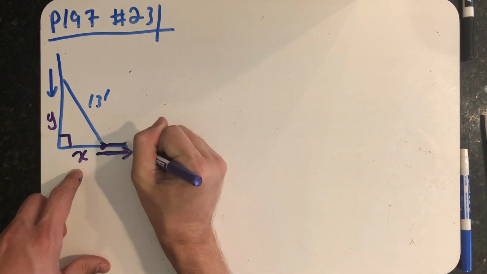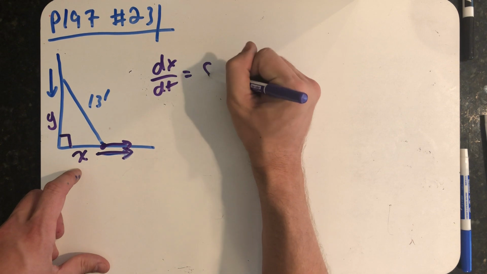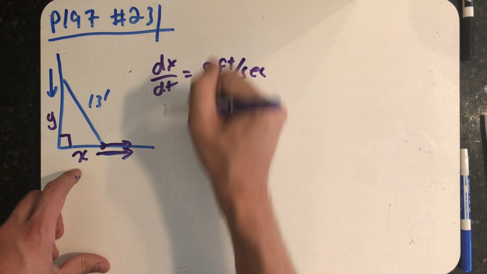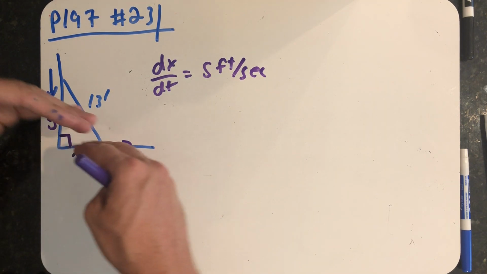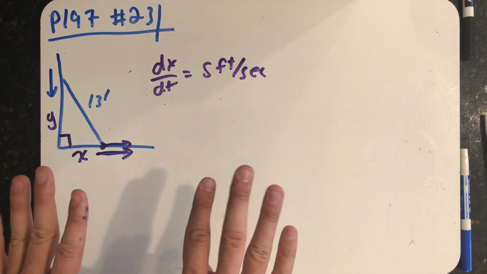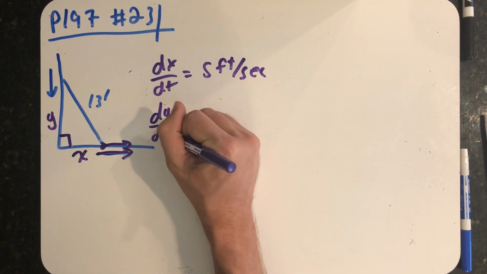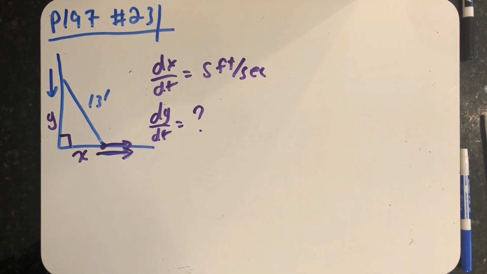The base of the ladder is moving away from the house at a rate of 5 feet per second. So that's dx/dt, that's the rate of change of that. And I would in fact say because x is increasing, I should call that positive. Okay, I'm asked for dy/dt in part A, right? I'm asked for how fast the top of the ladder is sliding down the wall.